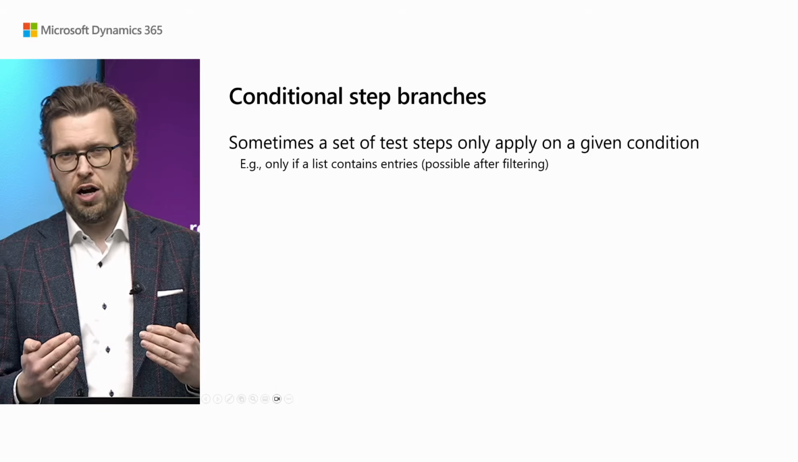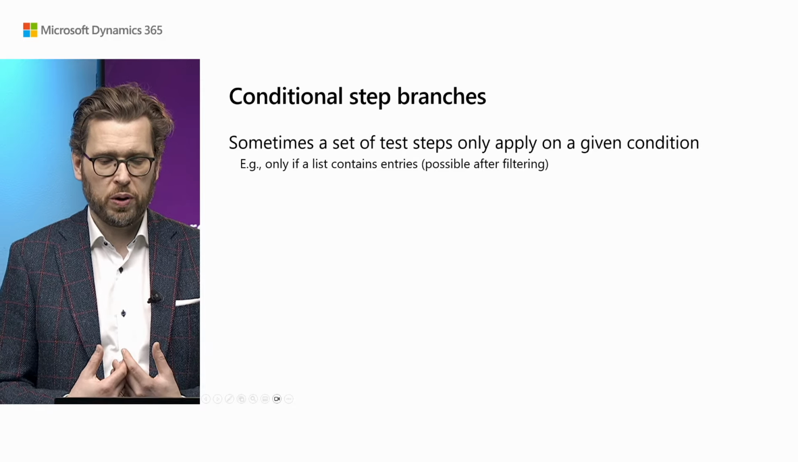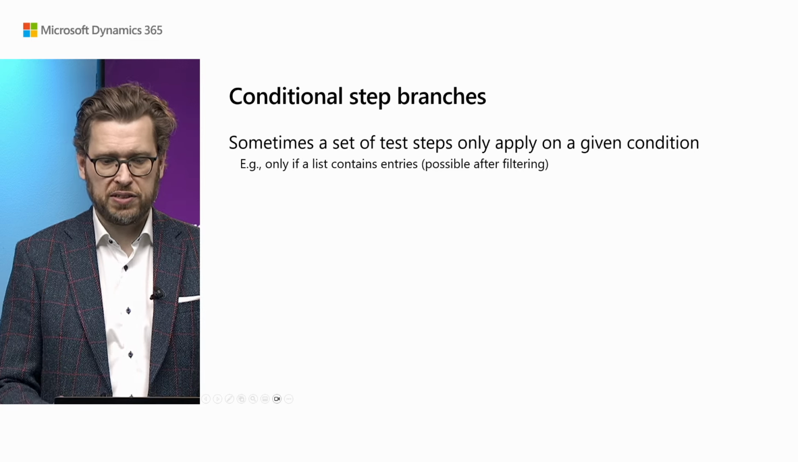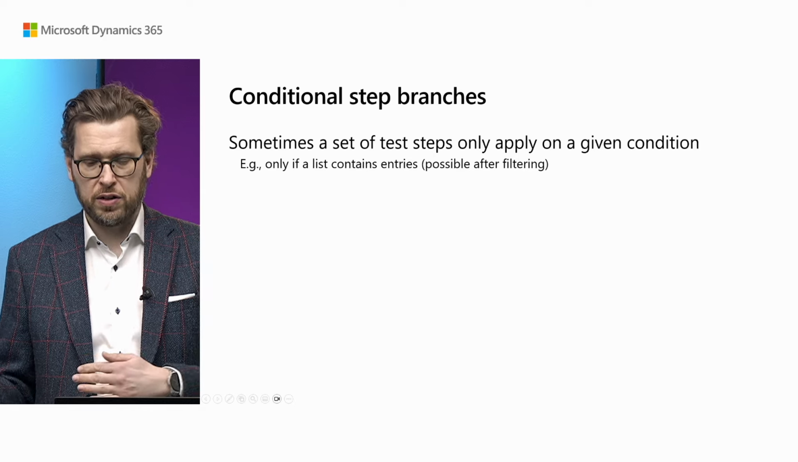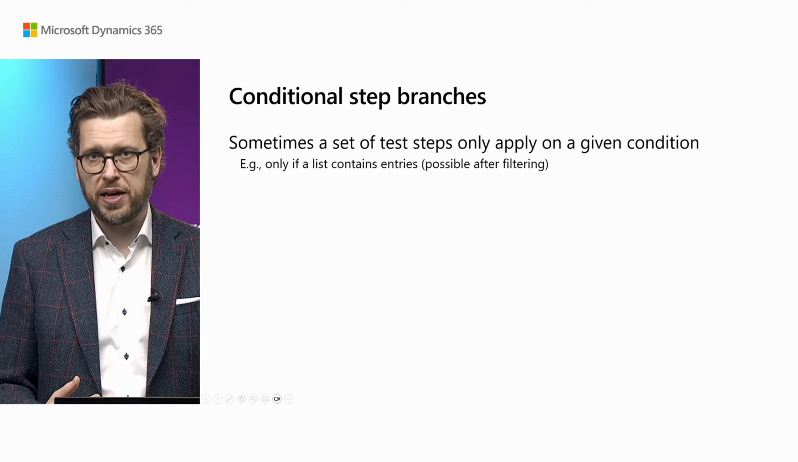Then we have a number of step branches. The first one is what we call conditional step branches. Sometimes a set of steps only applies on a given condition, right? So imagine that you open a list page. Maybe if the list page is empty, you want to do something different than if it has content. If it's empty, maybe you want to create a line, whereas if it has something, maybe you just want to select a line and check something, right?